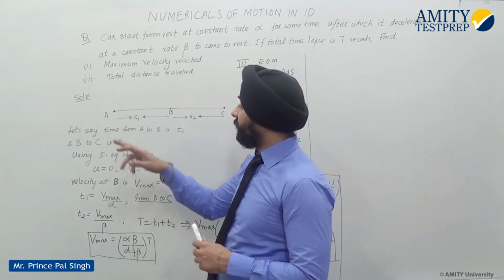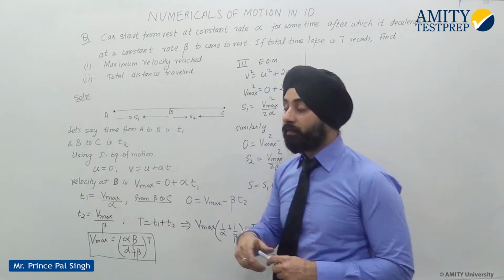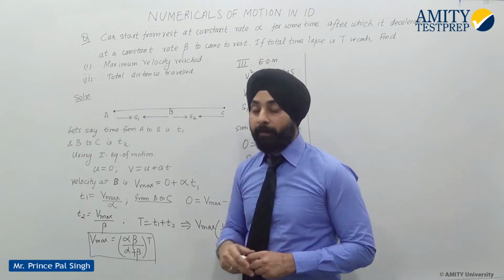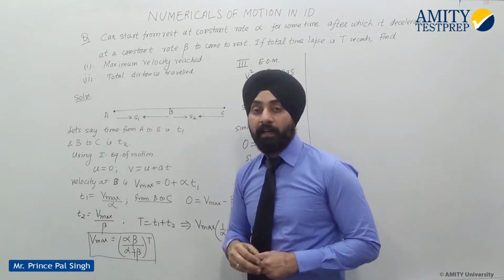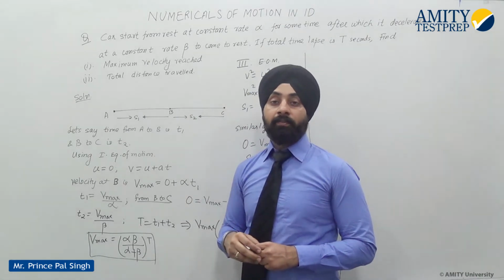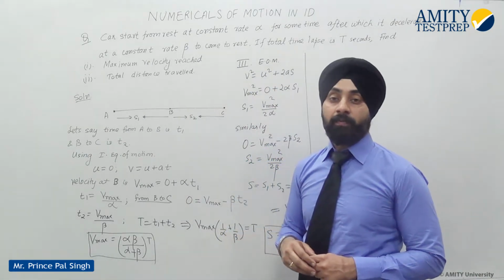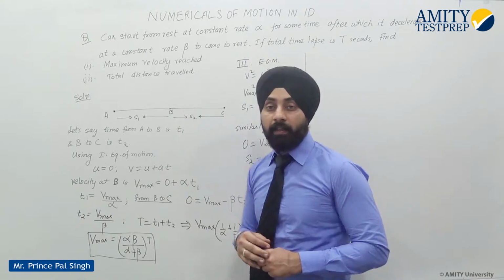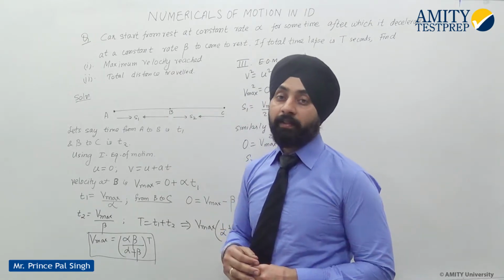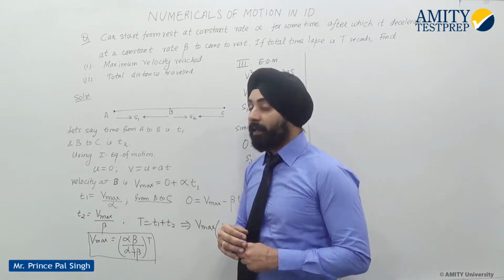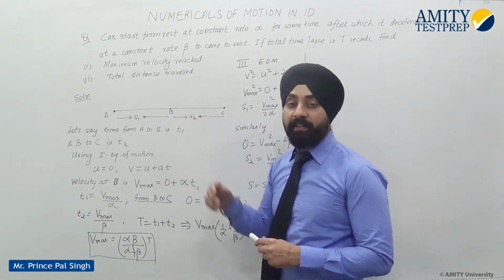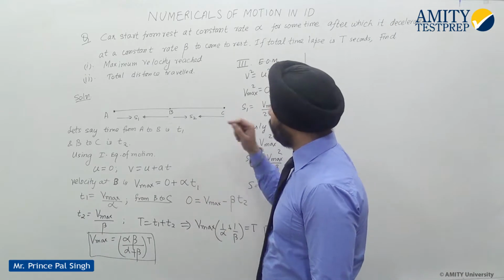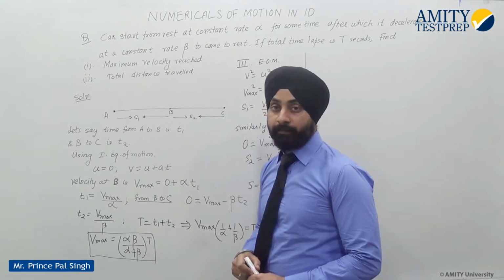So first of all we see that, let's say this is the straight line in which the car is moving. A is the starting point, and from A to B the car is accelerating at the constant rate alpha. It has started from rest, and then when it reaches point B, the brakes are applied on the car, and then it starts decelerating, and finally it comes to rest at C.